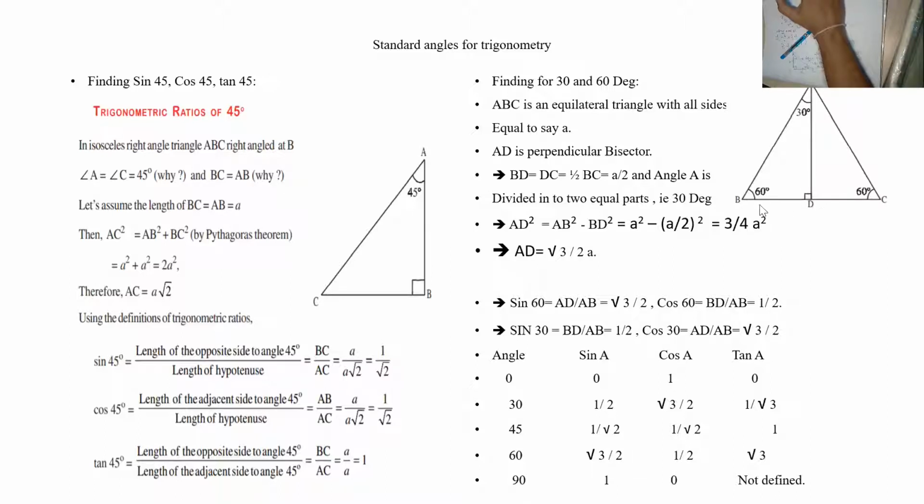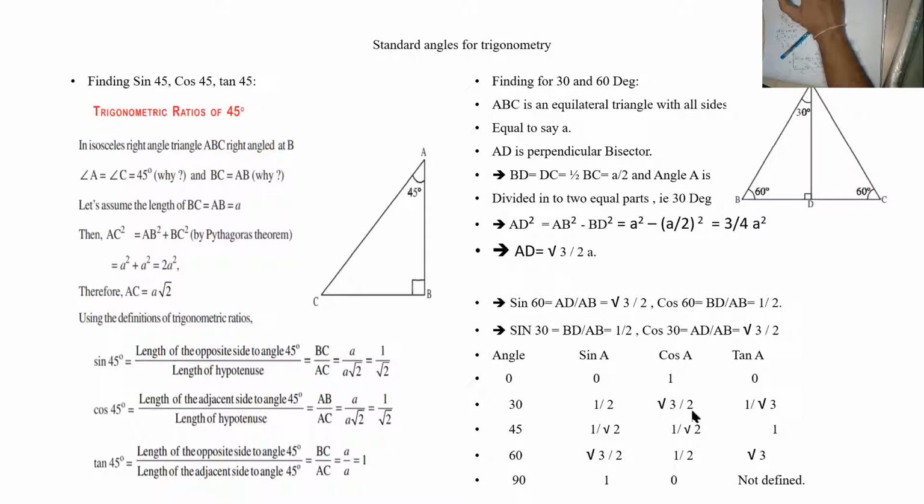So in this, I can define sine 60. I cannot do it in ABC, which is an equilateral triangle. So here it is not that sine B is equal to AC by AB. Here there is no hypotenuse, they are all equal. So sine 60 is equal to AD by AB. AD is root 3 by 2A, because A square minus A by 2 whole square. Root 3 by 2A by A, A gets cancelled out, root 3 by 2.